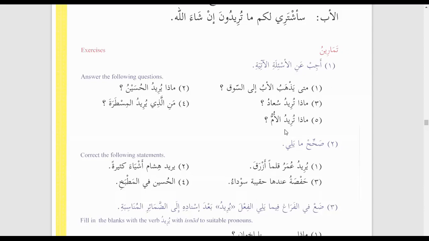What does she want? Turidu, she wants... 3 meters of fabric. Yeah, from the fabric. So it can be any fabric, any piece of cloth. Turidu thalathata amtarin minal kumash. She wants 3 meters of fabric.